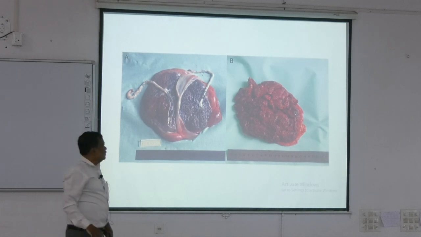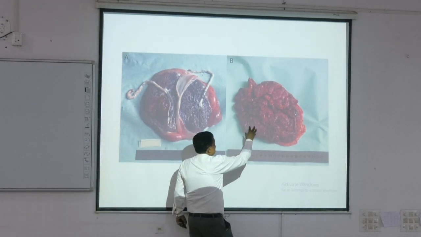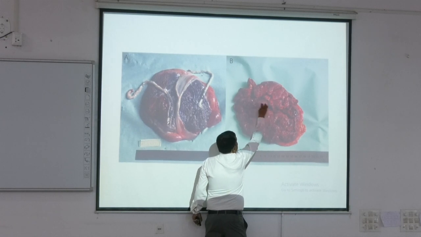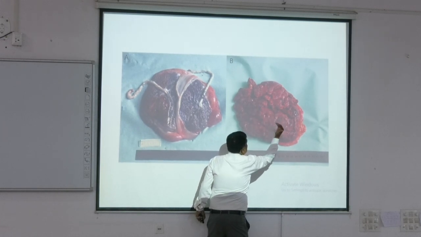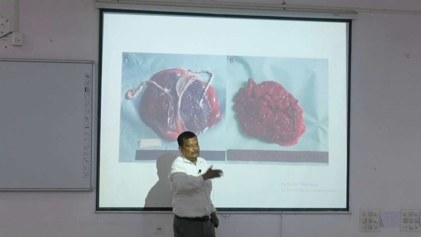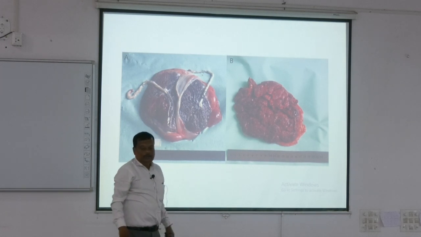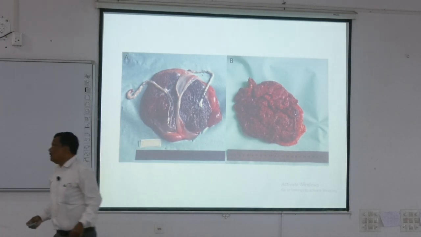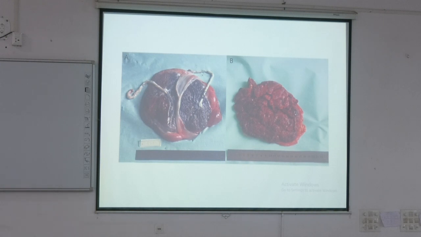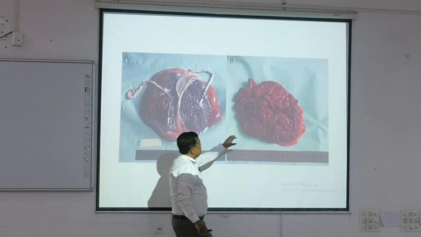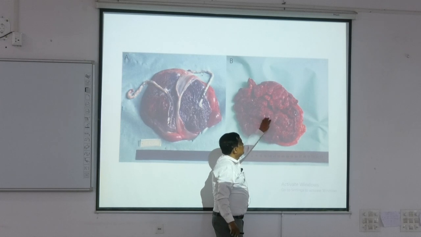Look, the maternal side has got lobules. In between the lobules there are grooves. And these lobules we call cotyledons. About 15 to 20 cotyledons. This is one cotyledon, this is one cotyledon, this is one cotyledon.